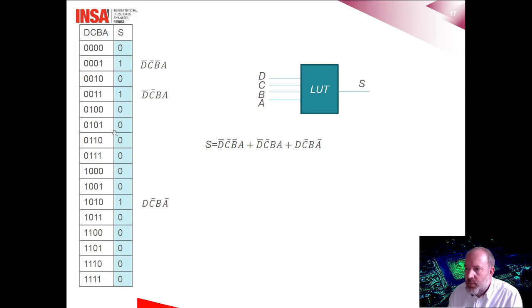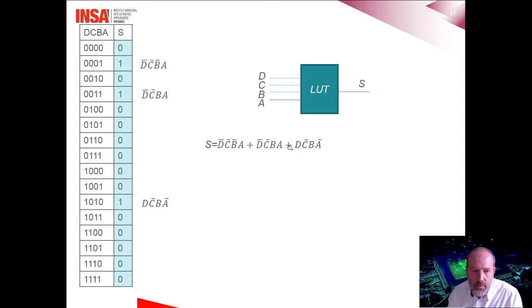This one, and this one. So if we look at the combination in the corresponding truth table, the bits set to 1 correspond to the terms D bar, C bar, B bar, A, and D bar, C bar, B, A, and D, C bar, B, A bar. The logic function which is implemented in the lookup table is therefore this one. S is equal to this term, or this term, or this term.